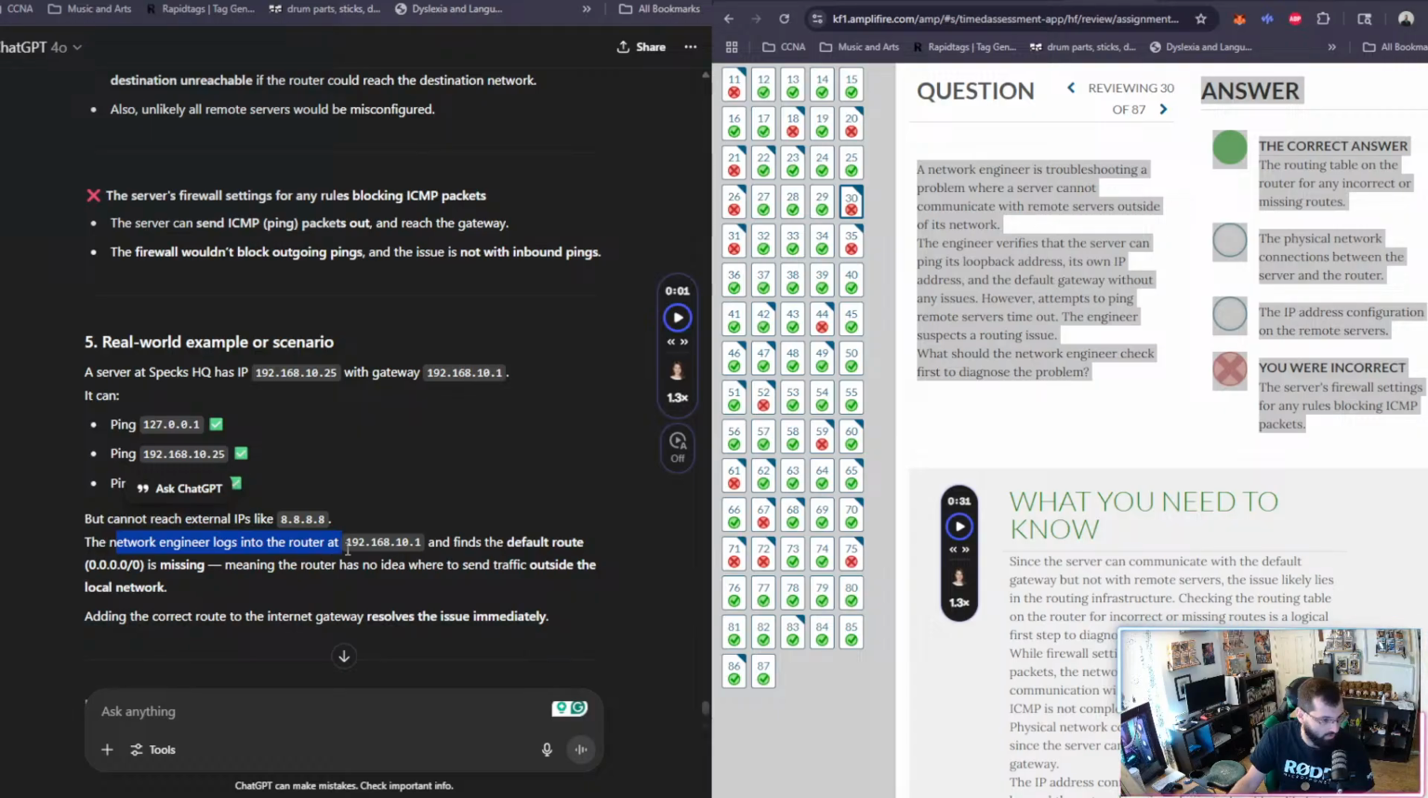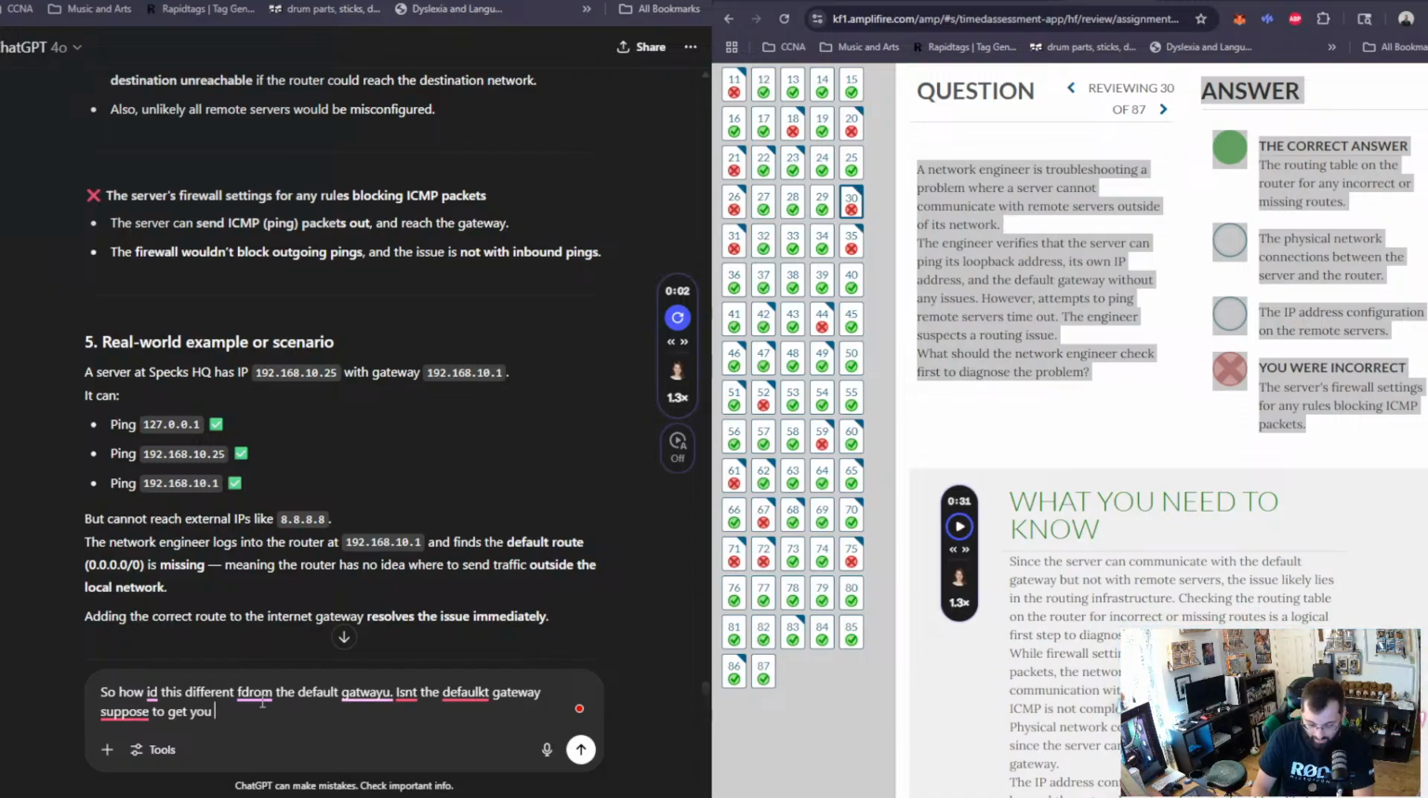The network engineer logs into the router, finds the default route 0.0.0.0/0 is missing, meaning the router has no idea where to send traffic outside of the network. What I don't understand is how is this different from the default gateway? Isn't the gateway supposed to help you get outside of the local network?